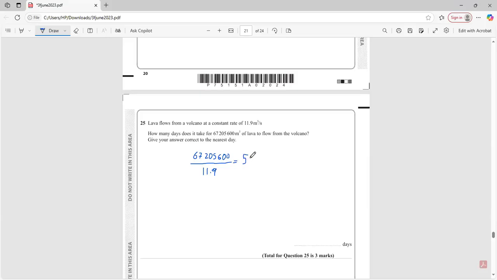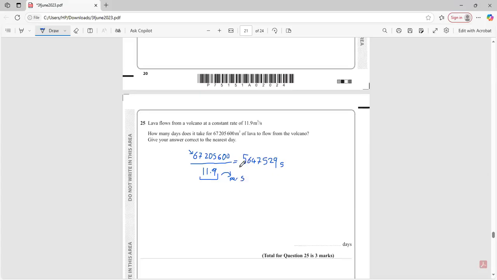Okay, hold on. 5647,529, you said. Yes. Okay, excellent. Now, this value that you just got is the number of seconds, because that's the number of times we can find 11.9 in this large number. Remember 11.9 is spilled out from that volcano every second. It's spewed out from the volcano per second.